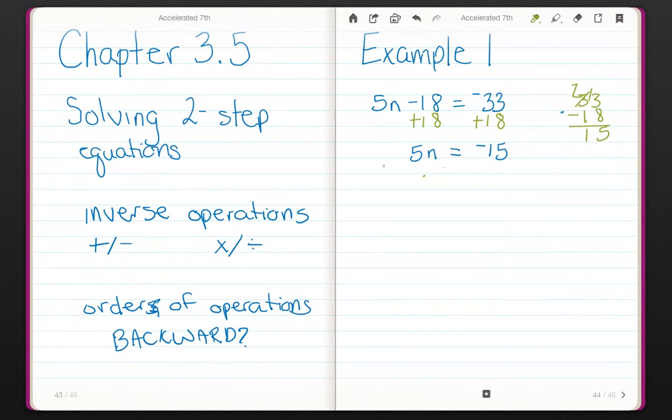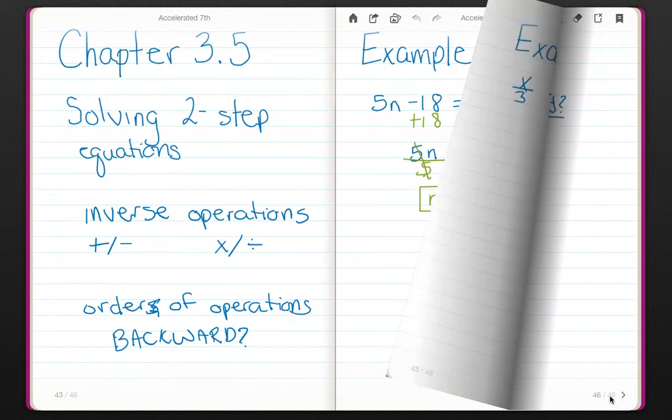Now I'm going to divide both sides by 5 so that n equals negative 5. Be sure to watch your signs when you're doing this. Negative divided by a positive is a negative. Negative divided by a negative is a positive. Watch those signs, okay? So, example 2.